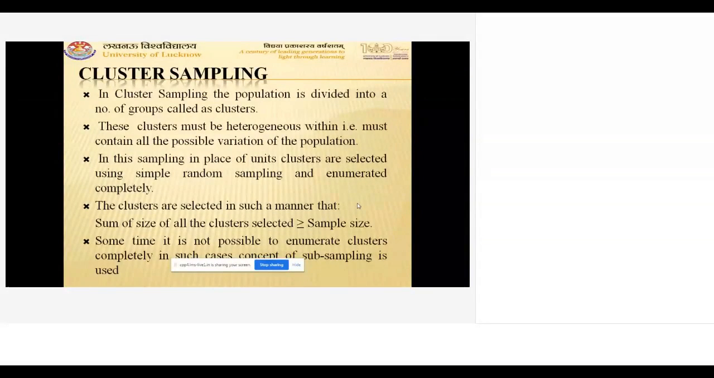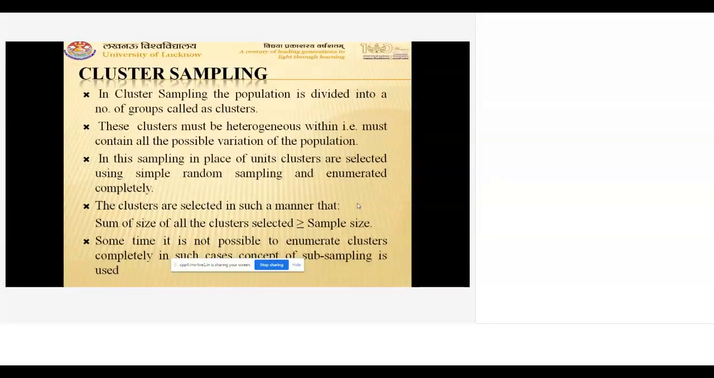But sometimes it is not possible to perform complete enumeration on these clusters also. In that case, we use subsampling, or we can say it is called multi-stage sampling. That is, we divide the population into different stages. That is, cluster at stage 1, then cluster at stage 2, and the last stage will be the list of individuals.